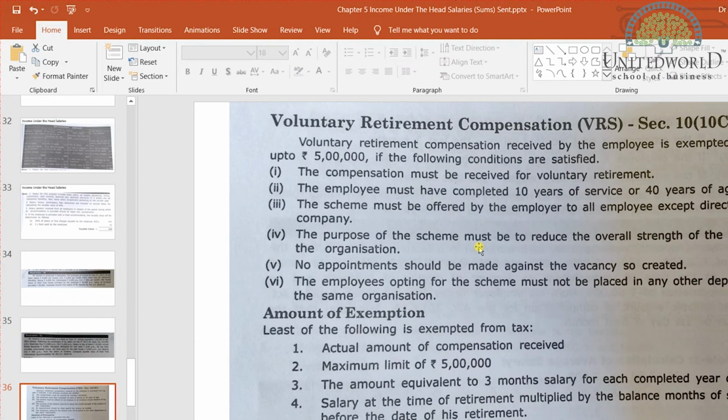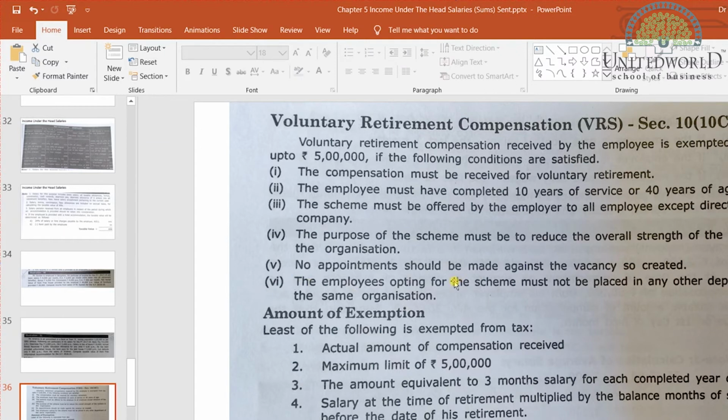Now the important thing, that is the amount of exemption. Now what needs to be followed, out of these 4 rules, whatsoever is the least amount is going to be exempted under section 10C of the Income Tax Act, right? The rest of the figure is taxable. Now what these 4 amounts are, the first one is the actual amount of compensation received.